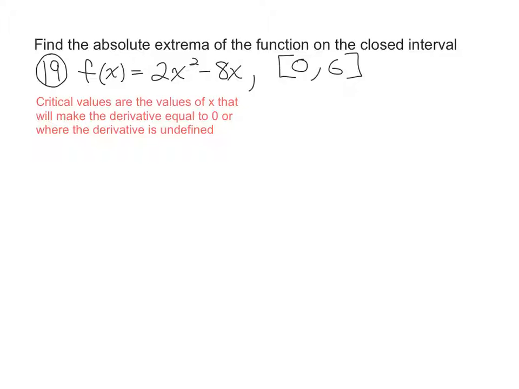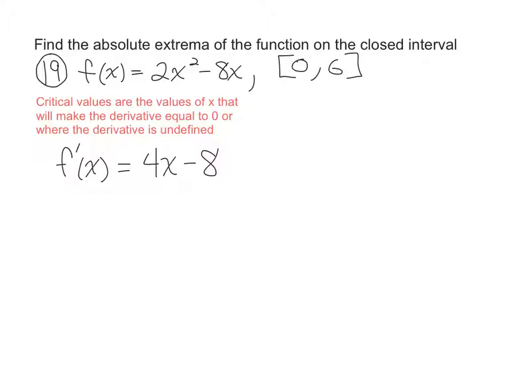When you do this, you need to find the critical values. And the critical values are the values of x that will make the derivative equal to 0, or the values of x where the derivative is undefined. So in order to complete this exercise, we need to first find f prime of x. Just by using the power rule, we get 4x minus 8.